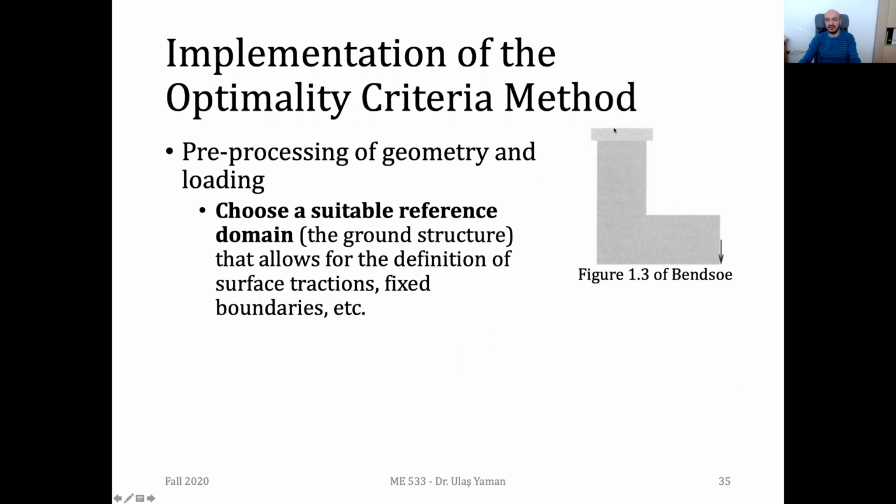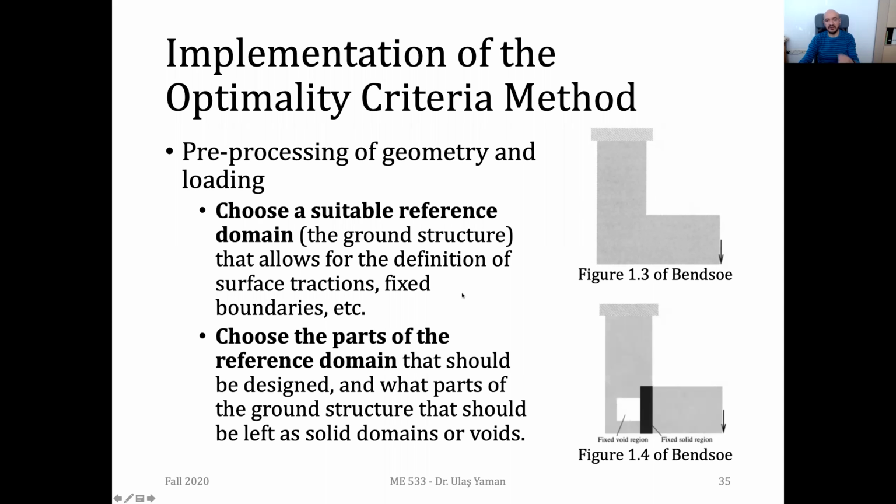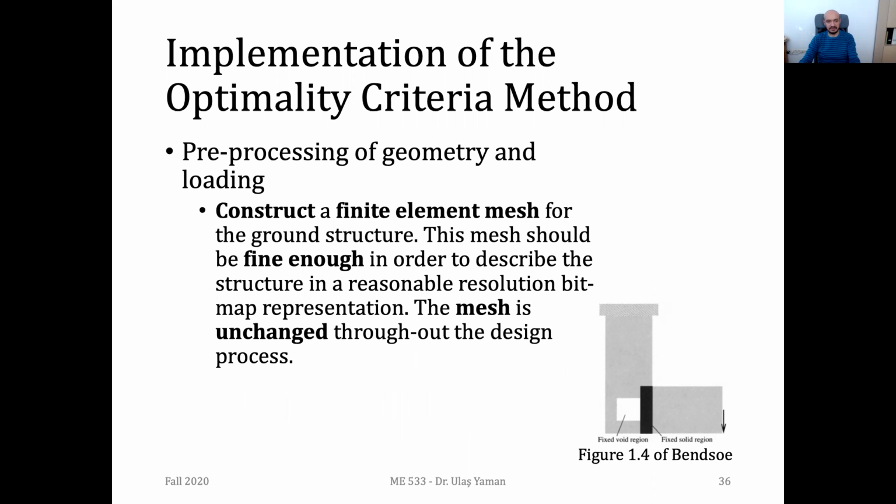So we need to define the fixed parts and body forces, surface traction. They are all defined in this part. And in the image below, as you see, we might have some fixed void regions and fixed solid regions. They are all defined at the beginning of this optimization.